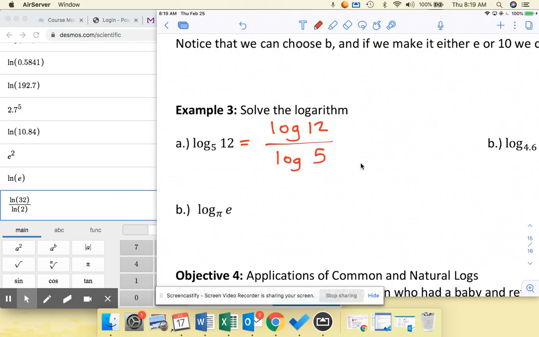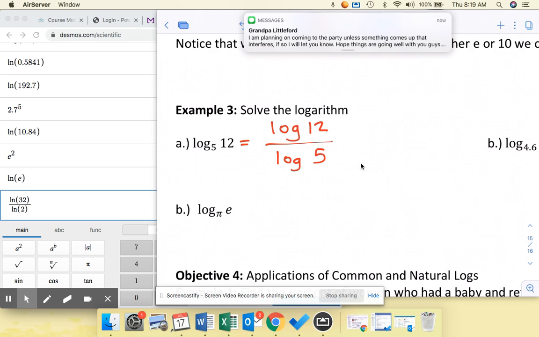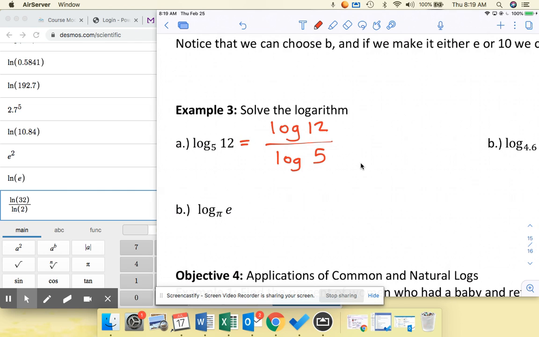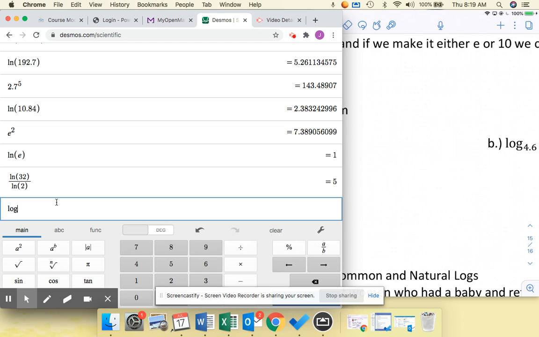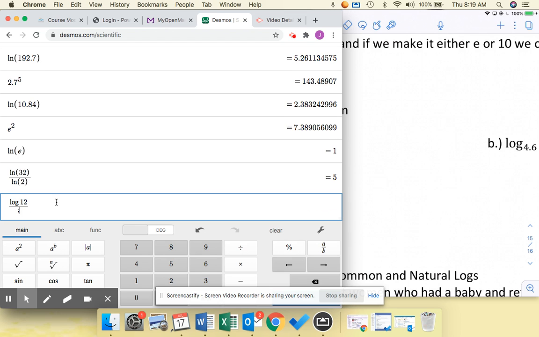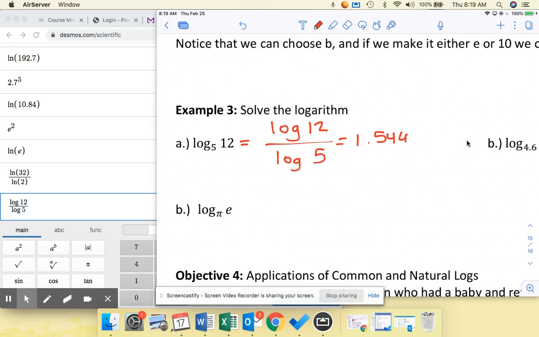Now, careful, don't do log 12 divided by 5. You want to do log 12 divided by log 5. You have to have logs on both sides. So log 12 divided by log 5, we get 1.543544. Now, let's double check. What power of 5 goes to 12? Well, 1 would be 5, 2 would be 25. That's about halfway in between. Yep, it sounds right. Good job.